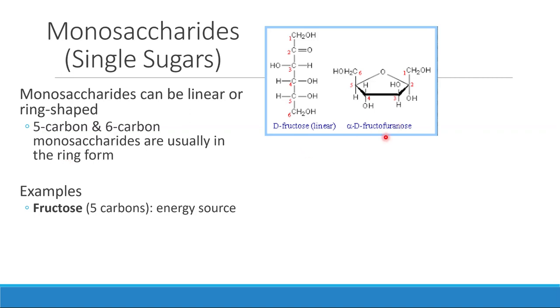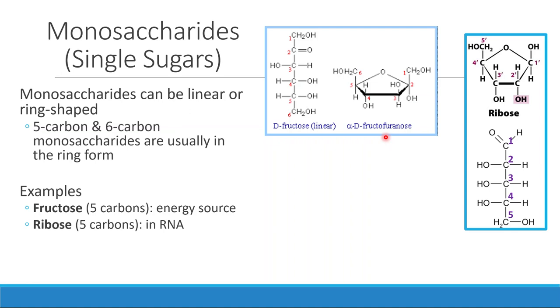So fructose, as in high fructose corn syrup, that molecule, fructose is an energy source that is made by plants. It has 5 carbons in it instead of 6 carbons in it, like our typical energy source. Another 5 carbon monosaccharide is ribose. Ribose sugar is what I use to build ribonucleic acid, also known as RNA. Ribose sugar has 5 carbons.